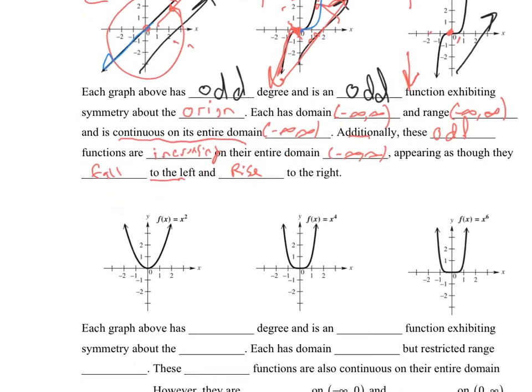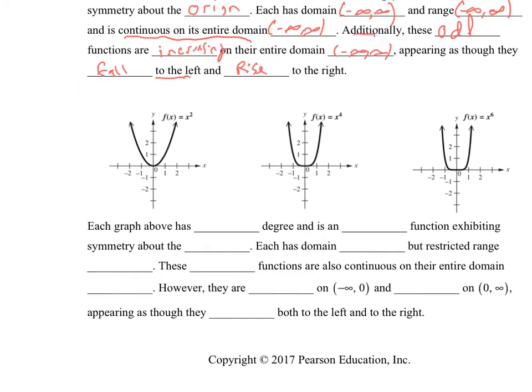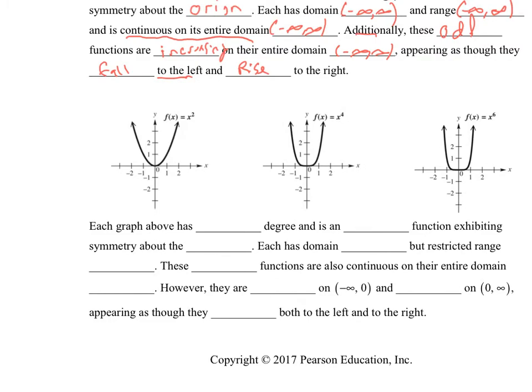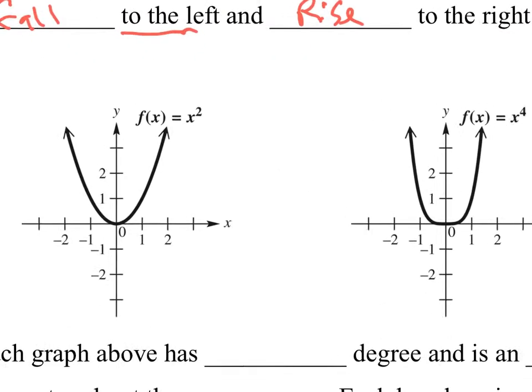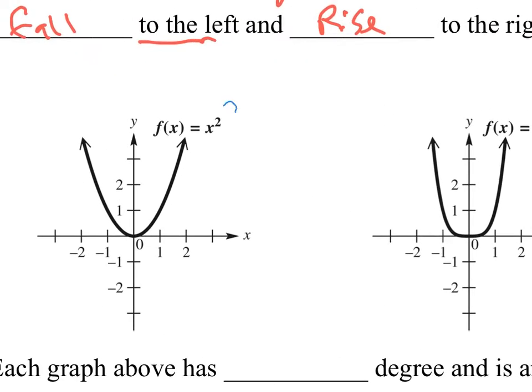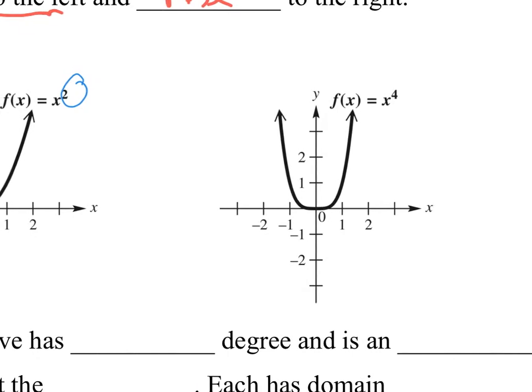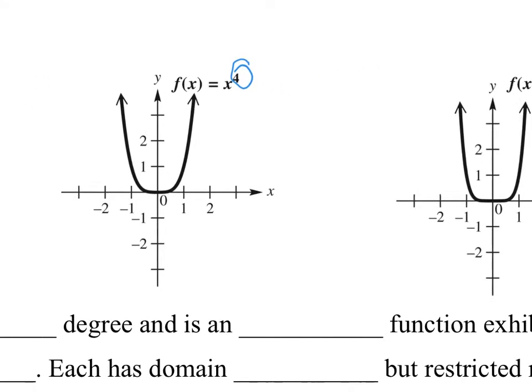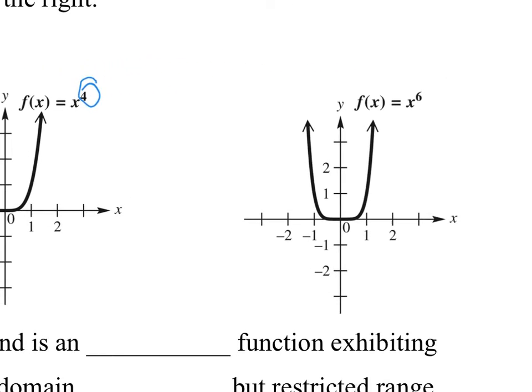All right, new set of pictures. Each graph above has what kind of degrees? Let's look. Hey, our friend, the parabola, quadratic. Look at this. It looks like a parabola. It's a fourth degree. Let's go higher degree. Check this out, a sixth degree. It looks like a parabola.